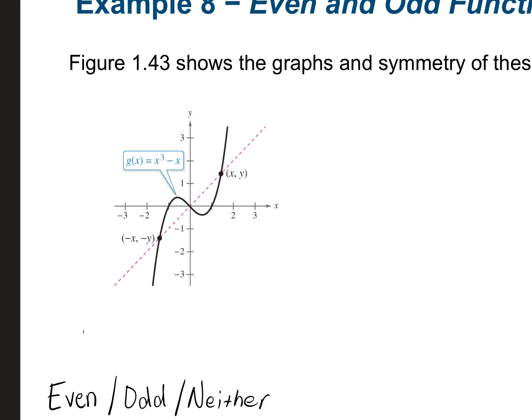If you have a picture and it says, hey, is this even, odd, or neither? All right, you got to look at the ends of the graph. First of all, look at this first example. What are the direction of the arrows? Opposite, good. Does it go through the origin? So then this function is what? Odd.